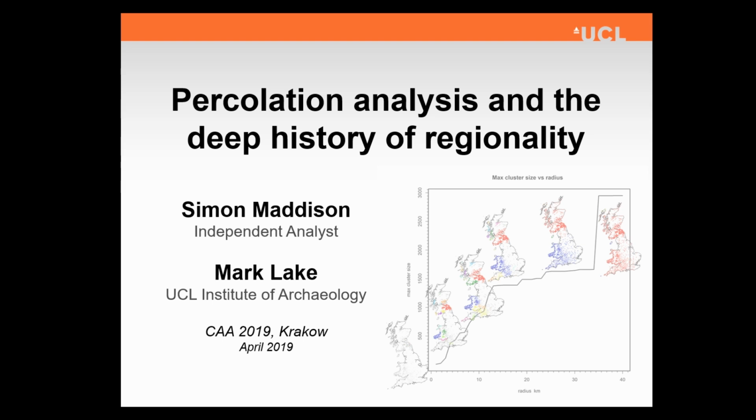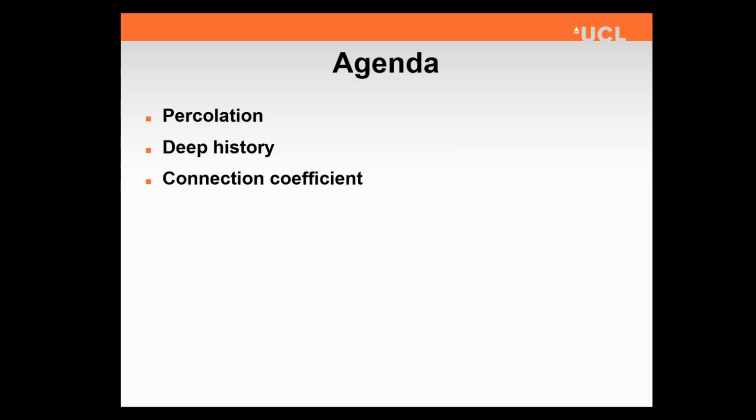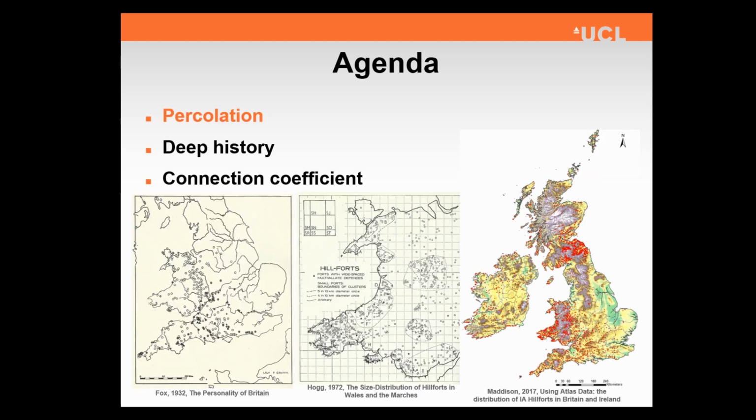I'm going to be talking about percolation analysis and the deep history of regionality. So I'll just give you a brief recap on percolation. I did give a presentation on percolation analysis at this conference last year in Tübingen. I'm then going to talk a little bit about its application to probing deep history. And then I'm going to conclude with some new work that we've done on percolation analysis called the connection coefficient, and I'll explain that as we go.